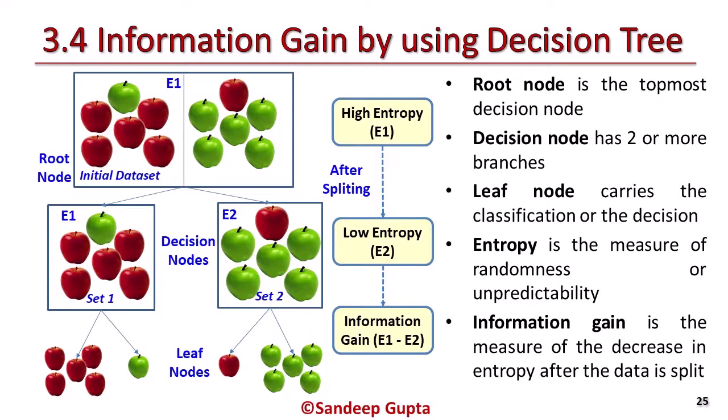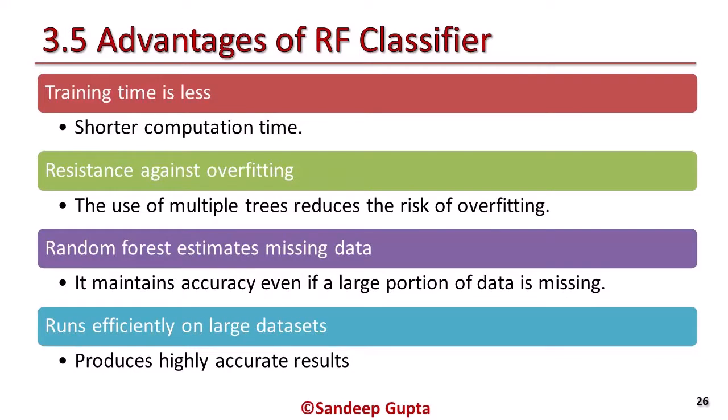Next, we will see some of the advantages of the random forest classifier. Training time for a random forest-based classification model is much less as compared to other classifiers like SVM or KNN, typically due to shorter computation time. Random forest classifier shows resistance against overfitting. The use of multiple trees reduces the risk of overfitting. Random forest can estimate missing data. It maintains accuracy even if a large portion of data is missing. It runs efficiently on large datasets, and it produces highly accurate results.